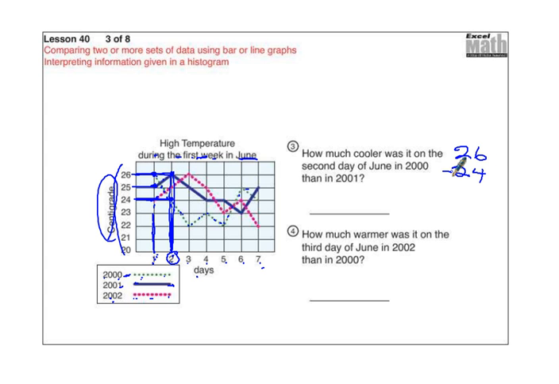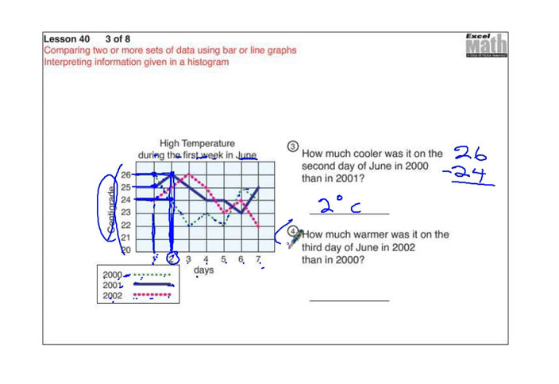To figure out how much cooler it is, of course, we're going to subtract. So you do 26 minus 24, 2 degrees, and you put the label on there. Now what I'd like you to do is go ahead and see if you can solve number 4 by yourself, and then pause the video, turn it back on when you're ready to see the solution.